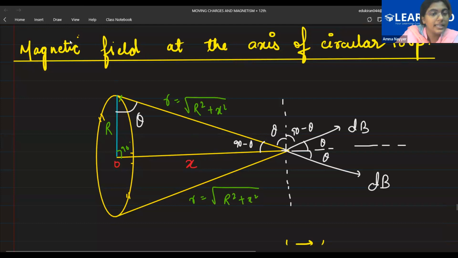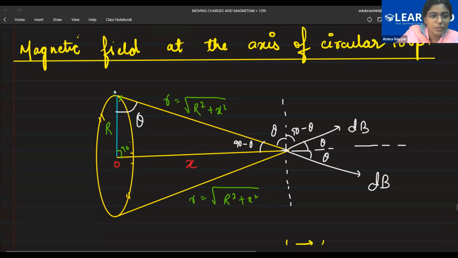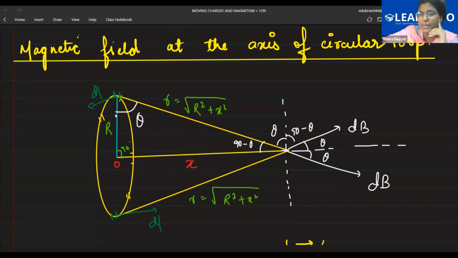Why do we need it? We need this particularly because if we take a portion dL, dL is always tangential. Whenever you are calculating dL, it is always tangential. Same way here also, this is tangential. Now see, this is the angle theta which the current element is making with the radius vector. If this is theta, this is 90 degrees. This is 90 minus theta. Why? Because when you add all of these, that gives you 180 degrees.